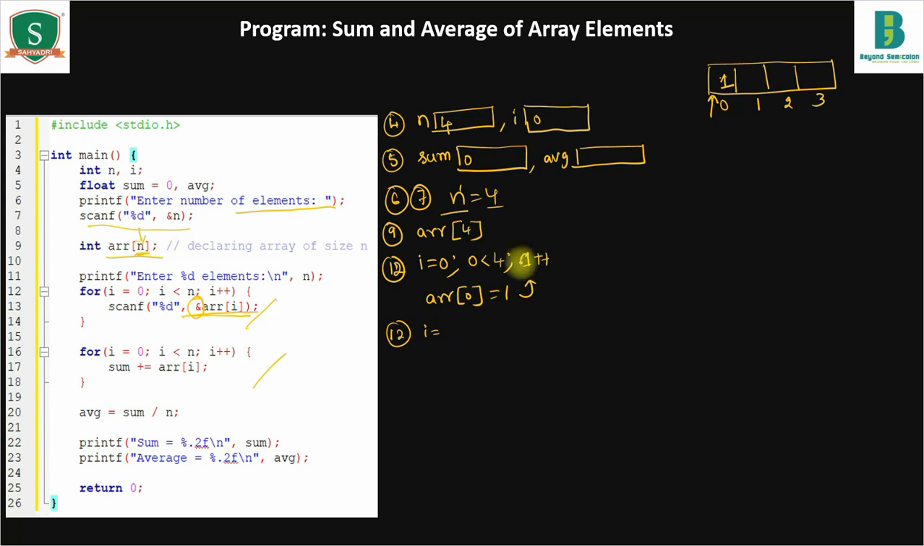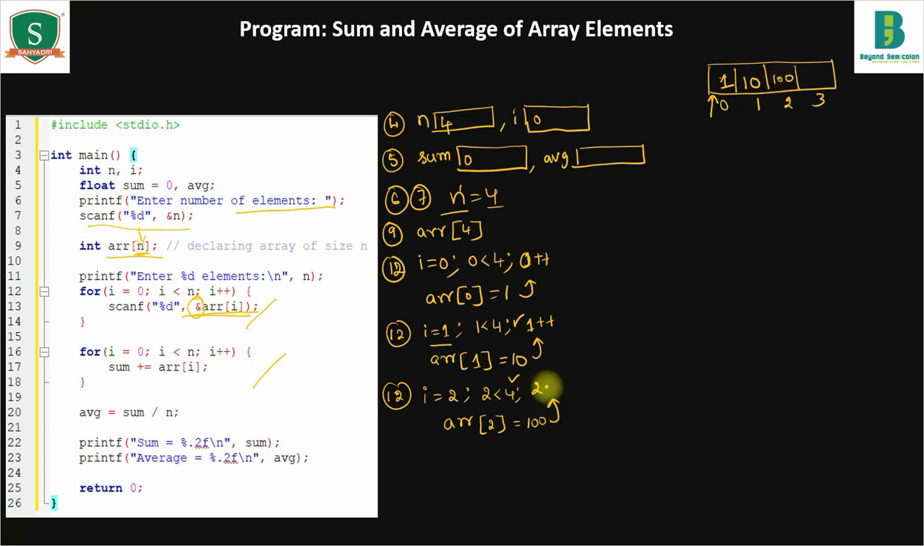Now this is 0 plus plus, I is equal to 1, 1 less than 4, the condition is true. Then array of I value is 1, array of 1 is equal to, consider the user has given input as 10. So in the first index, 10 will be assigned. 1 plus plus. We are running a loop. I is equal to 1 is updated to 2. 2 less than 4, condition is true. What happens? It enters inside. Array of 2 is equal to, maybe I am giving 100. Second index value is updated to 100.